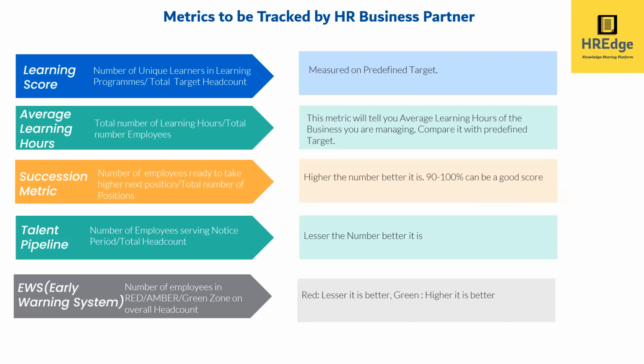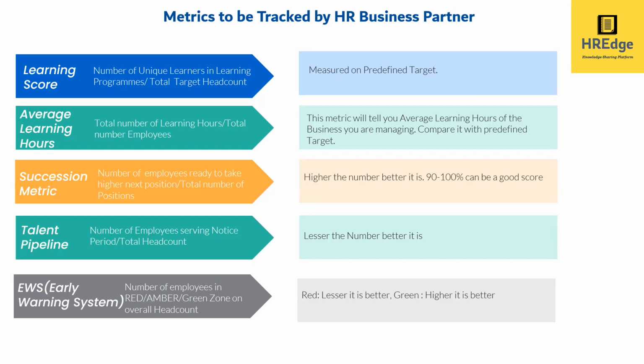Another one is the learning score. Learning score is the number of unique learners in the learning programs divided by the total target headcount. Learning programs we can define in the beginning of the year as a learning calendar. We can calendarize the entire learning programs for the organization, or maybe for the business unit you are managing, and then track the number of unique learners in these programs. You can measure it against a predefined target, set up in the beginning of the year.